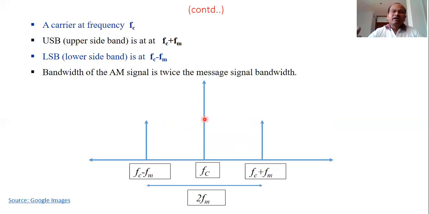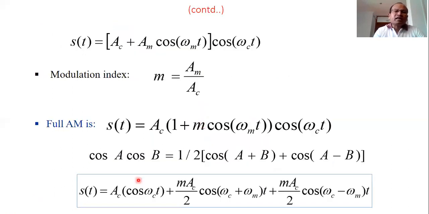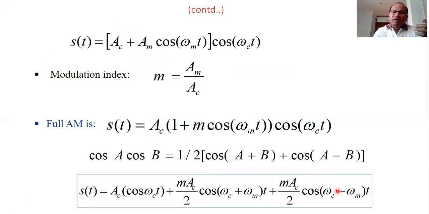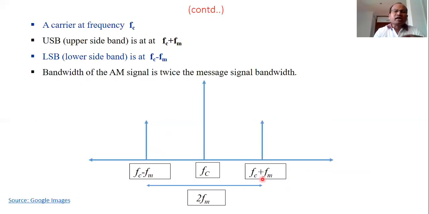What is amplitude spectrum? Amplitude versus frequency. So at carrier frequency, what is the amplitude? That is AC. So we can also write here AC. The carrier amplitude is AC at carrier frequency FC. Now there are two components. Look at here, omega C minus omega M and omega C plus omega M. What is the magnitude? MAC by 2. You can write omega C plus omega M or FC plus FM.